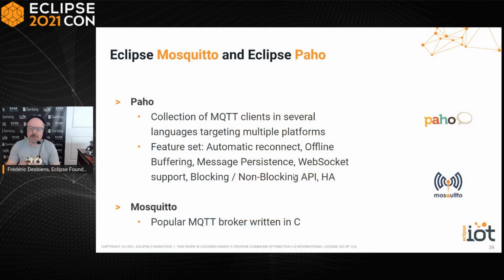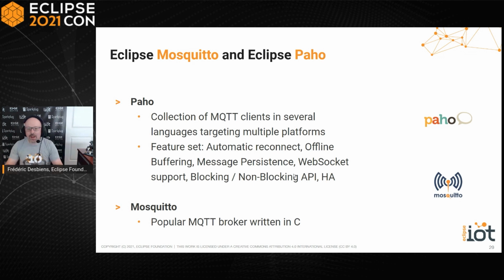Now, Eclipse Mosquitto and Eclipse Paho are the main implementations we have for MQTT. Eclipse Paho is a collection of MQTT clients, and one of them, and probably the most mature of them, is the Java implementation, and it offers a very wide feature set. So please have a look if you're interested in MQTT. And as a broker, there is Eclipse Mosquitto, which is a very popular broker written in C.